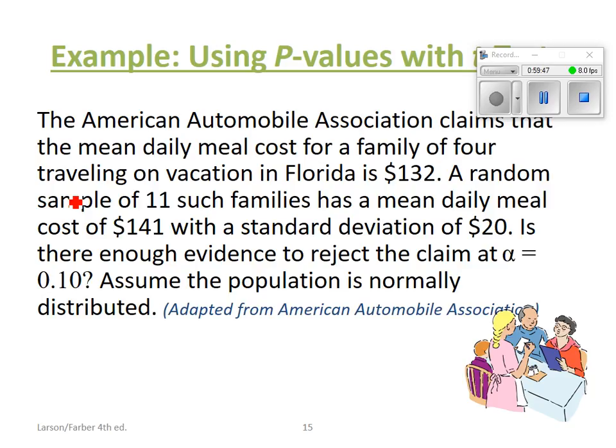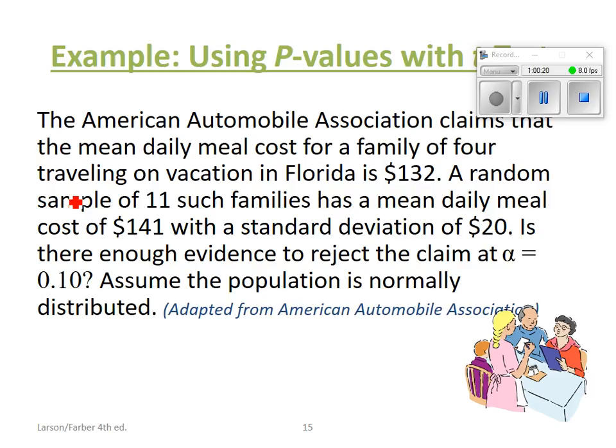Again, I always write it on the top of my paper as soon as I start one of these assignments. If P is less than alpha, what do we do? Reject the H0. If P is greater than alpha, then we fail to reject. So this time, which one? We fail to reject the null.